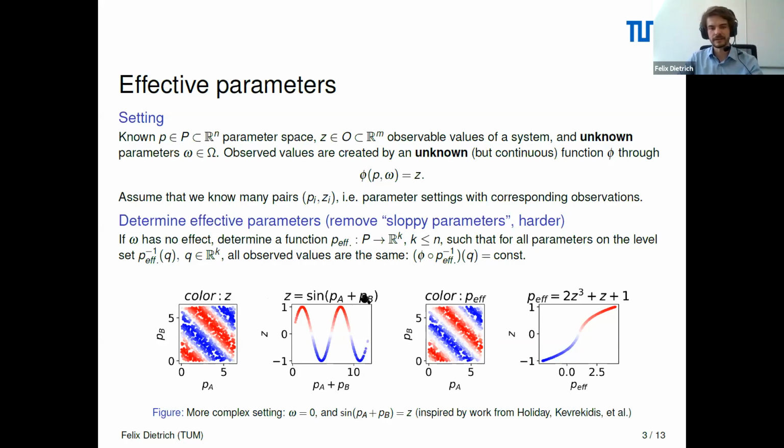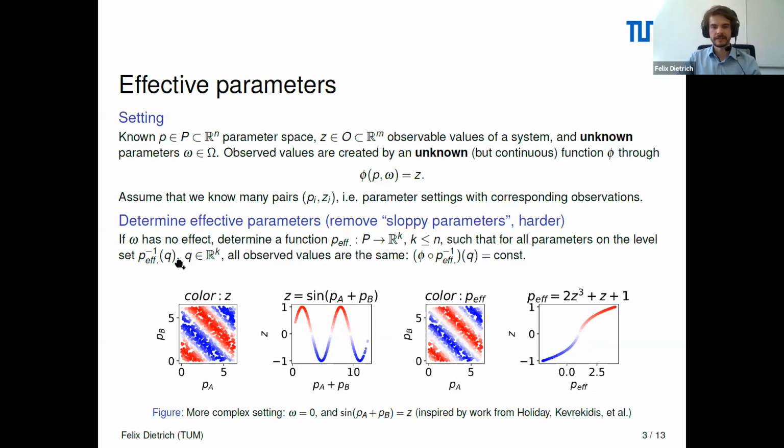So we have PA plus PB, which can be considered an effective parameter here, and then the observables are the sign of it. But of course, a different effective parameter also satisfies this property, right? So if we choose this parameter, for example, you can see the level sets of it are the same as Z, and Z in this case even is an invertible function of this effective parameter.